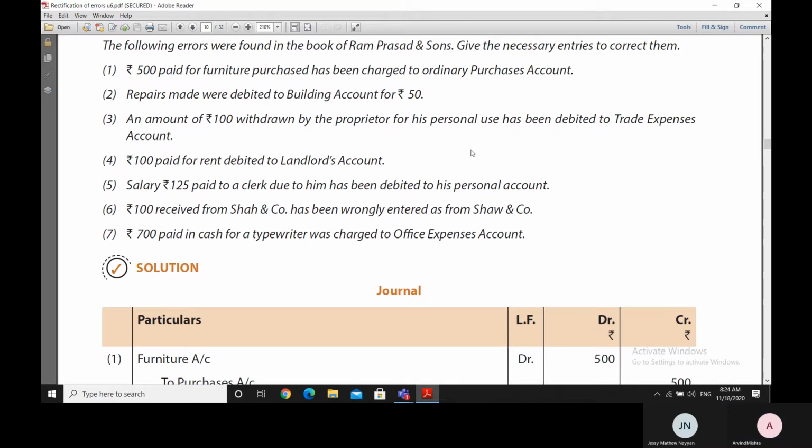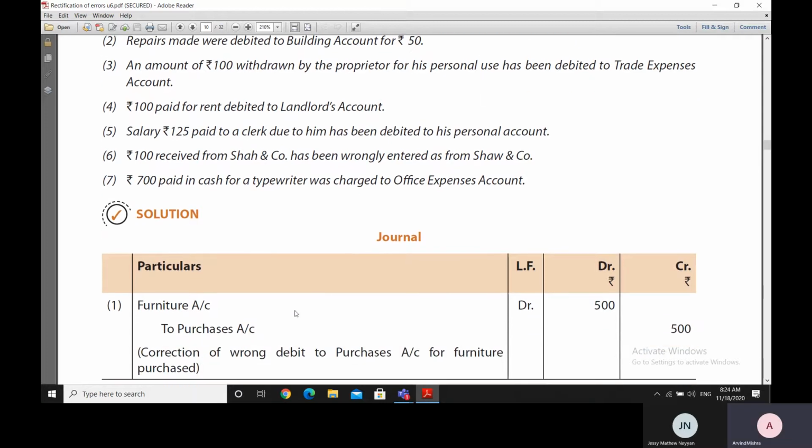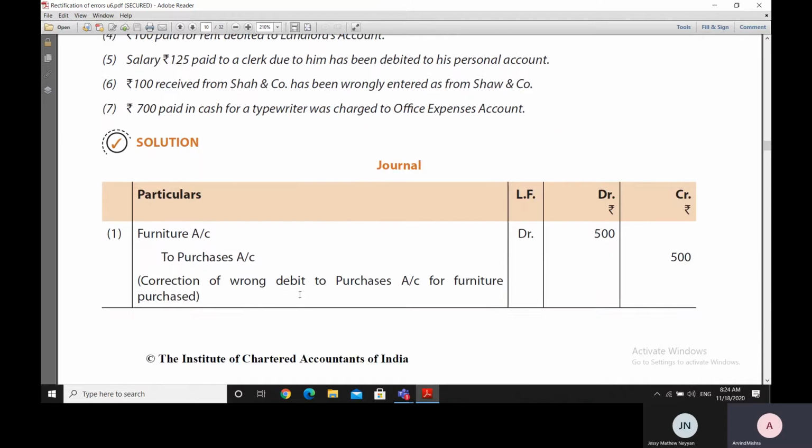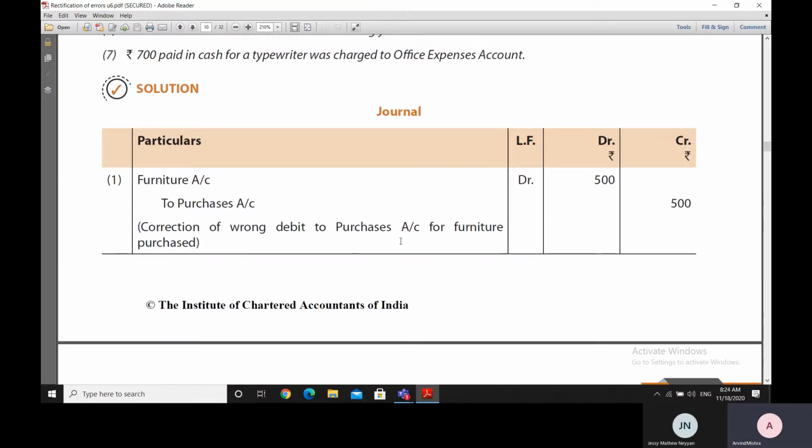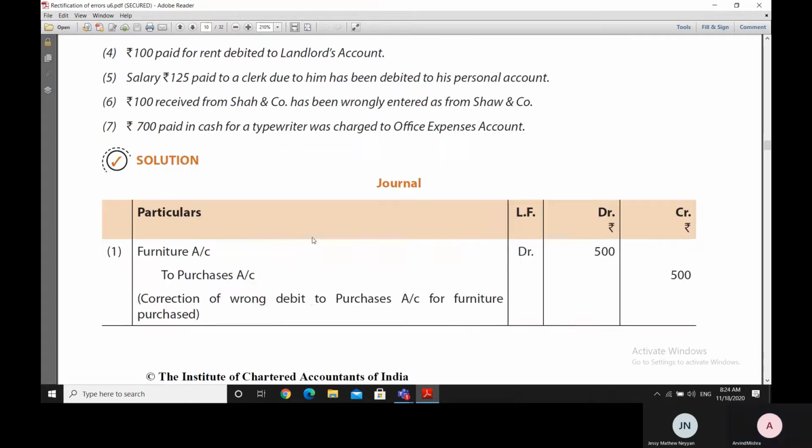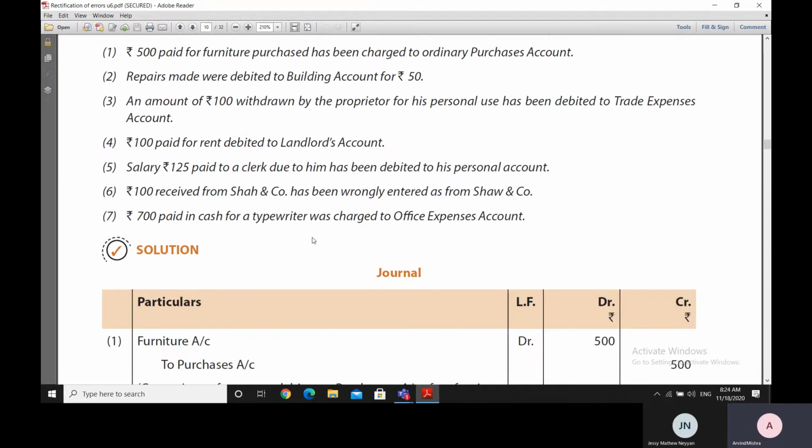So 500 rupees were paid for furniture purchased and has been charged to ordinary purchases account. We need to transfer this debit from the purchases account to the furniture account. Therefore, we credit the purchase account and debit the furniture account. Correction of wrong debit to purchase account for furniture purchase. That will be the explanation that will be mentioned here in the journal entry.